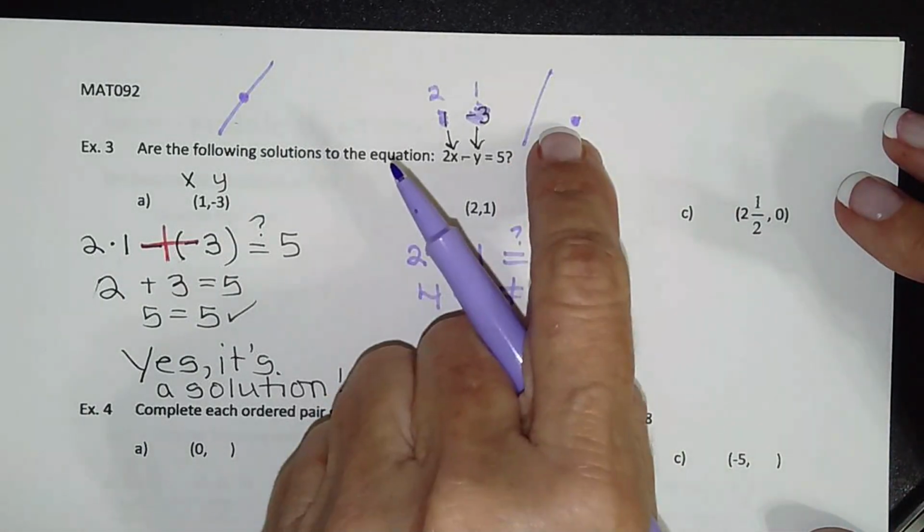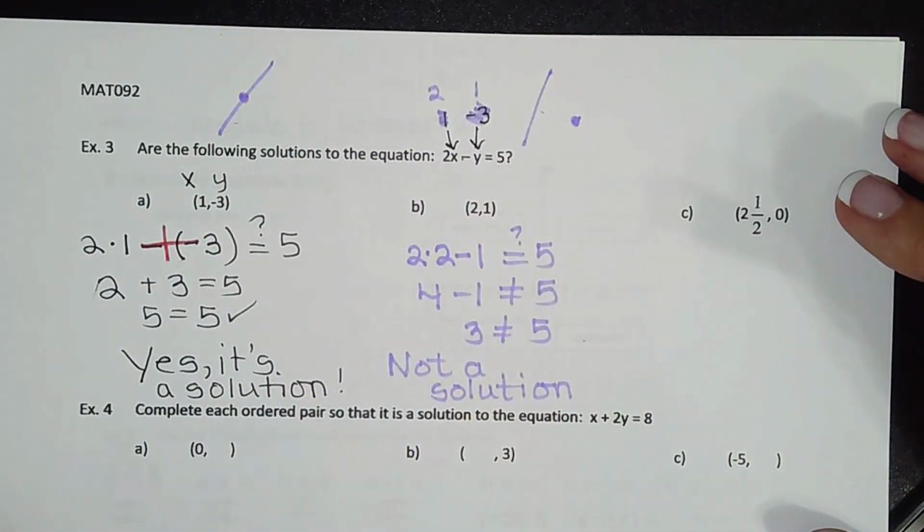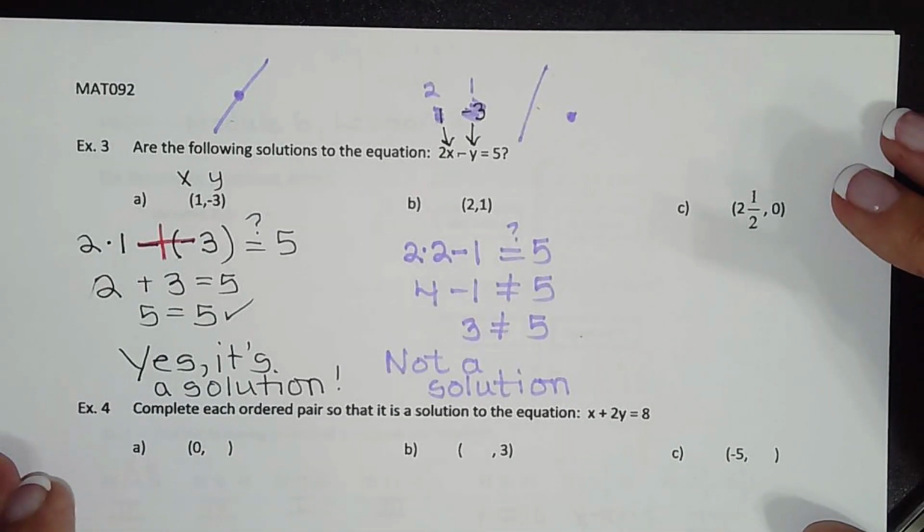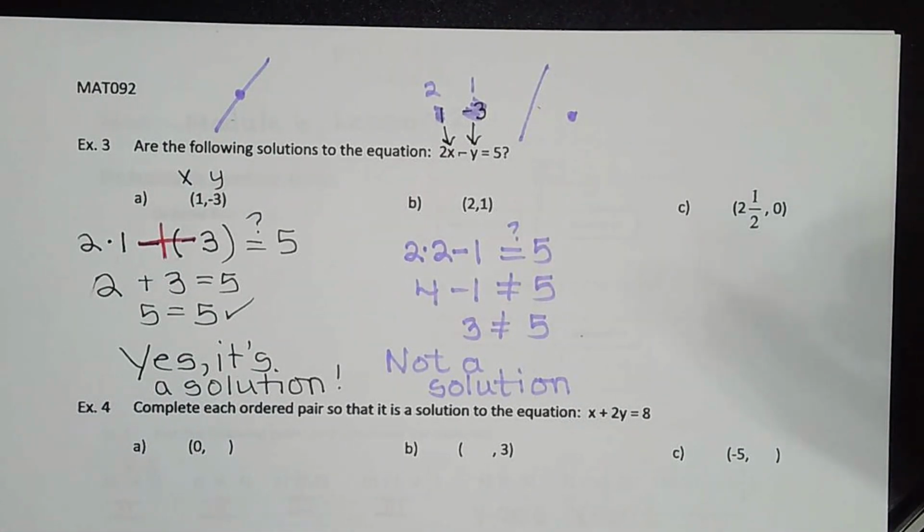It's a point on the graph, but it's not on the line. It's important that you understand what that means when you have an X and a Y. The point will not be on the line when we draw it.